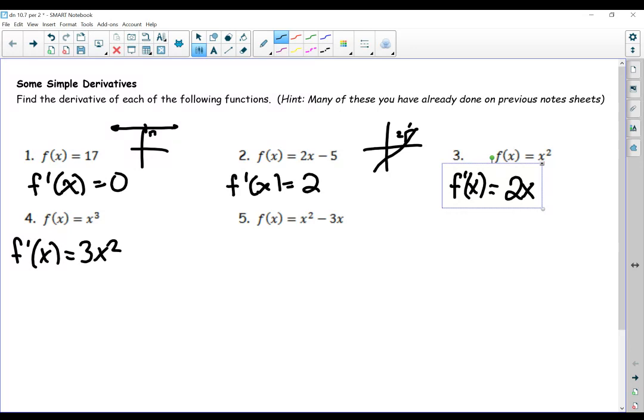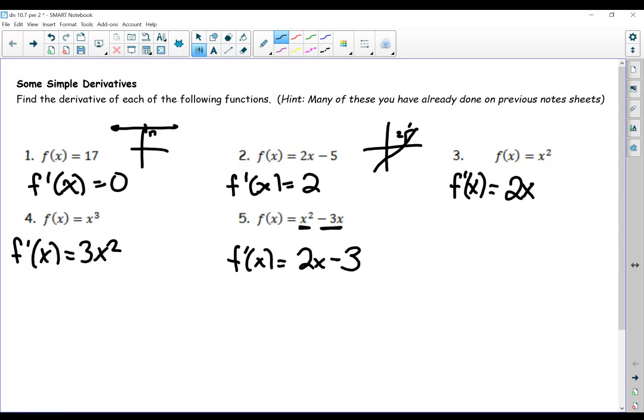Okay, so now let's talk about what might happen with this fifth one. Now this is a quadratic function, x squared minus 3x, but really I'm going to think about this as being two different functions, a quadratic function with a linear part. Now if we remember from limits, since the derivative is just a limit, if I take the limit of each piece and subtract them, that would be equivalent to finding the limit as h approaches 0 of the whole thing. So this derivative would be 2x minus 3.